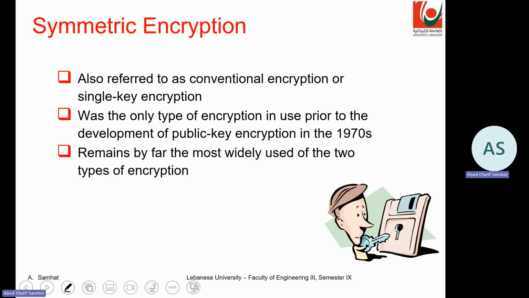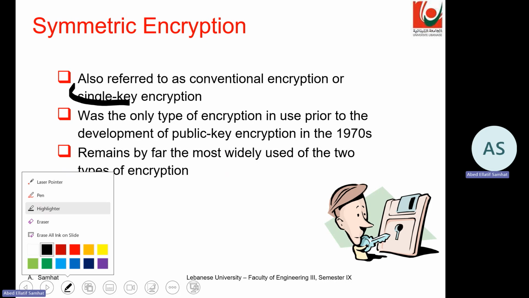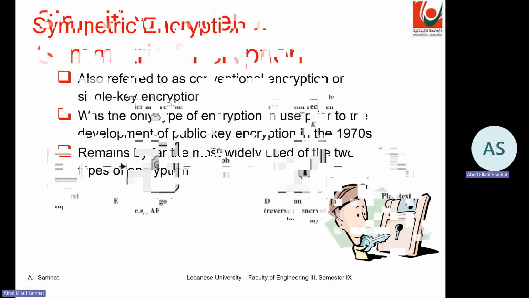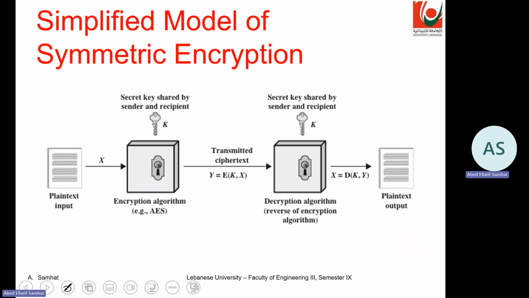So let's start with the symmetric encryption. It's really the conventional encryption because we are using a single key encryption, at the transmitter and at the receiver. And it's really the most widely used type of encryption. So the classical system is as follows in a simplified form.